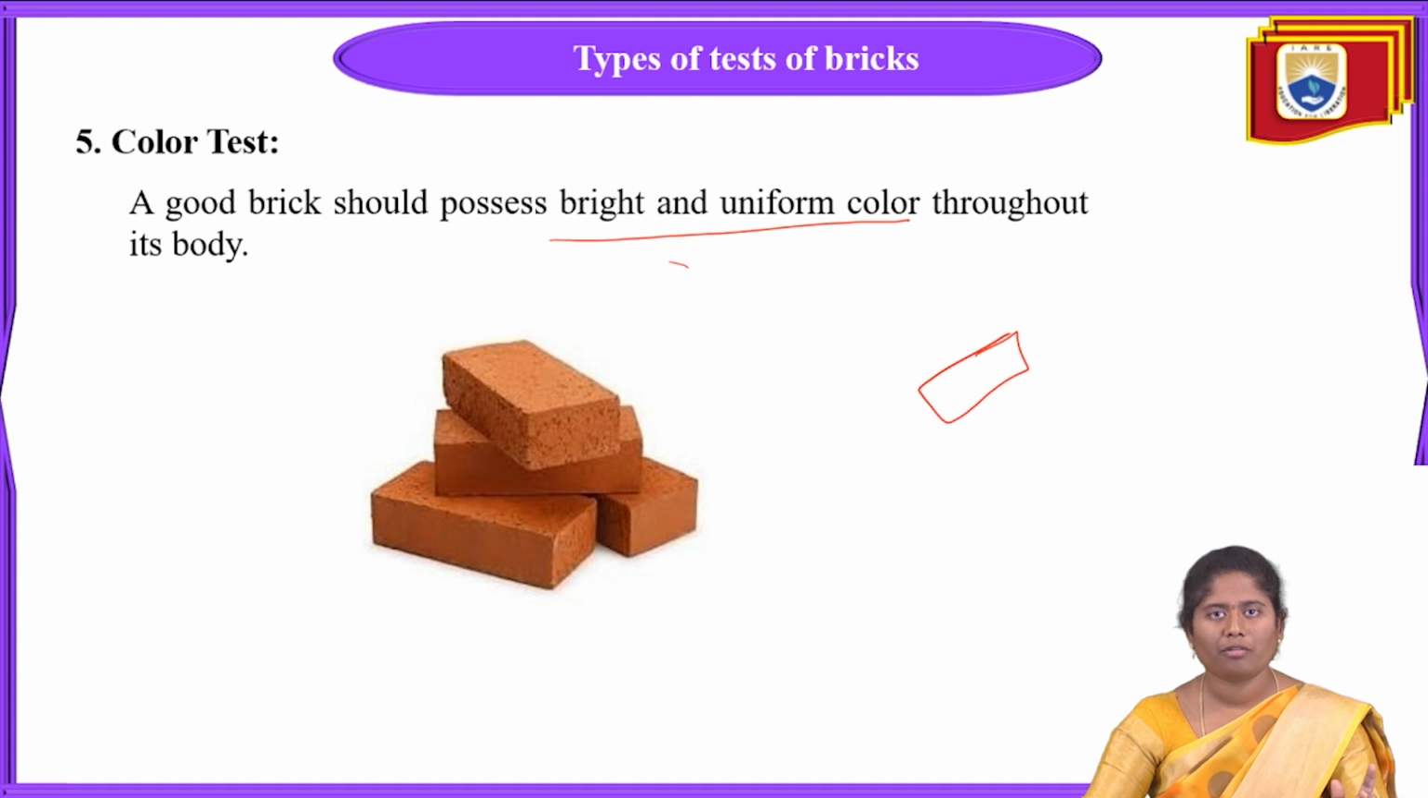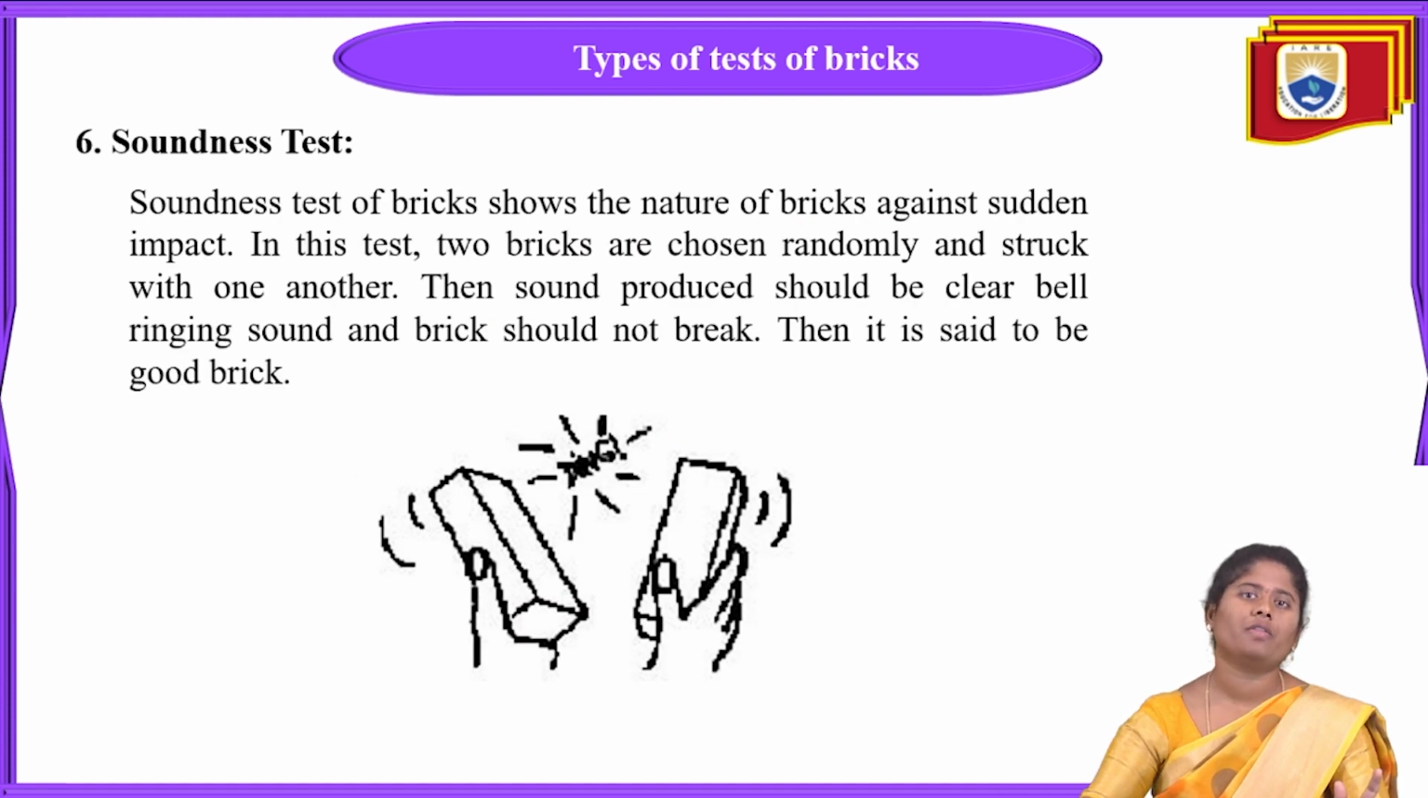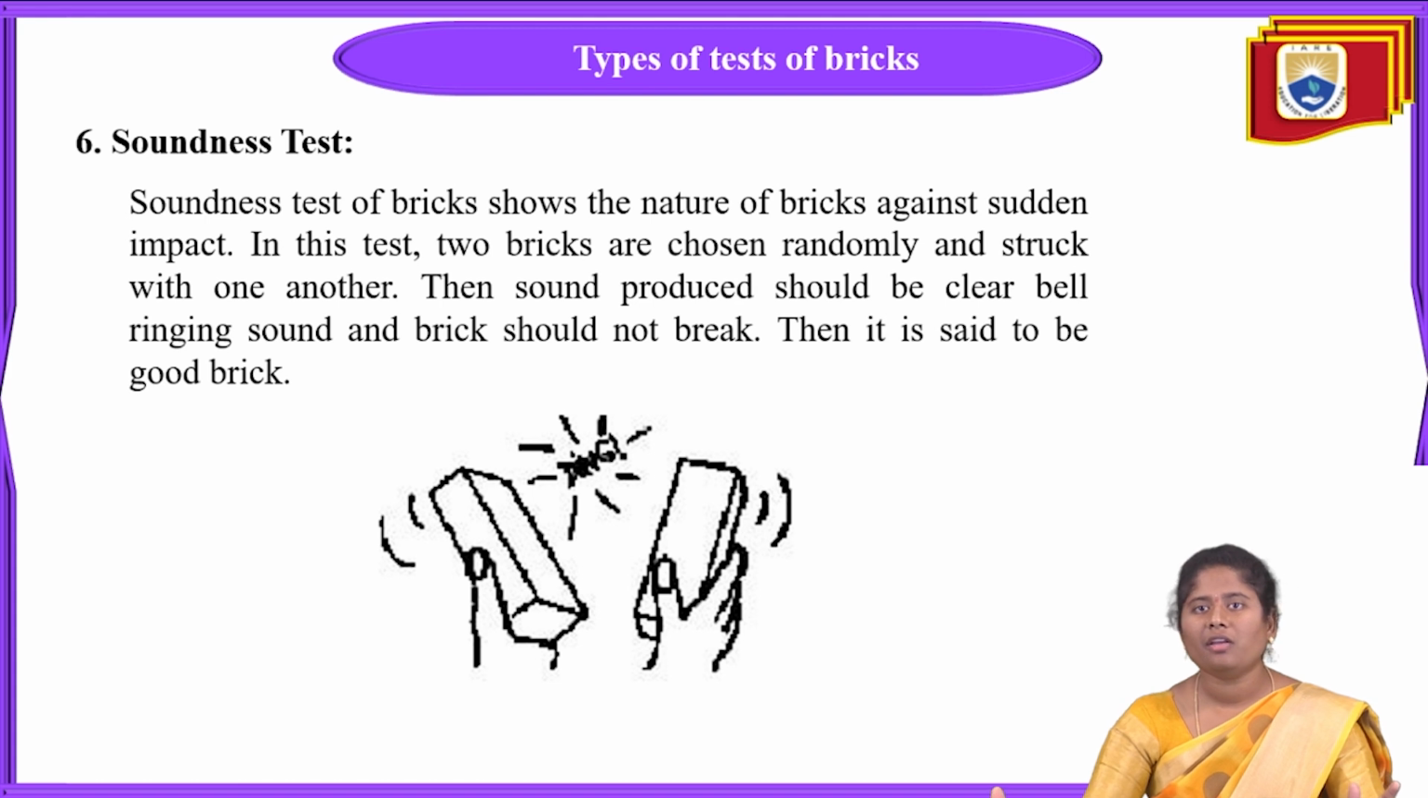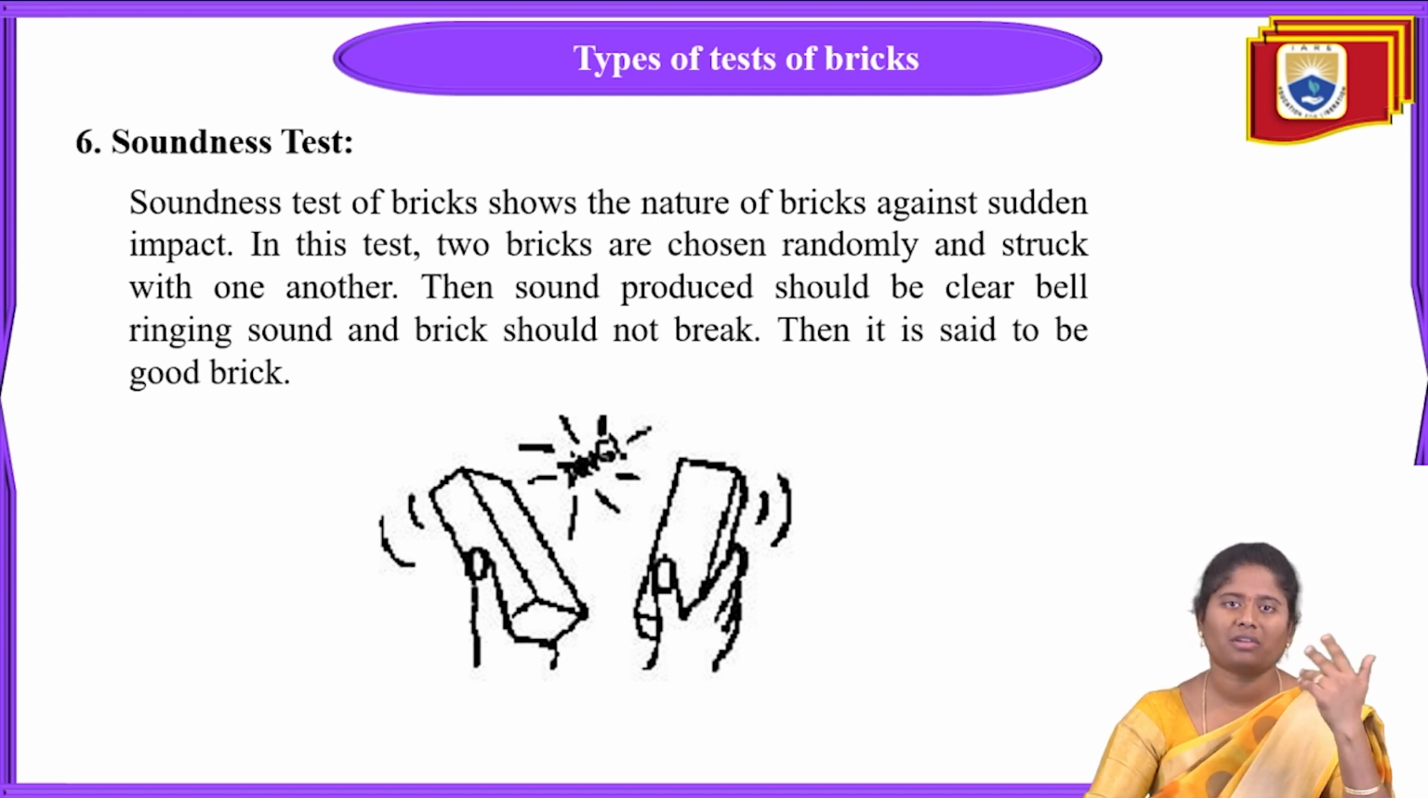Okay. Likewise, we are going to do another test, that is the soundness test. In this soundness test, the process we are going to follow is, we have to take 2 bricks. After taking the 2 bricks, we are going to show the nature of the bricks against sudden impact. Here we are going to observe the sudden impact that can be caused by the 2 bricks. For this, we are going to take 2 bricks randomly.